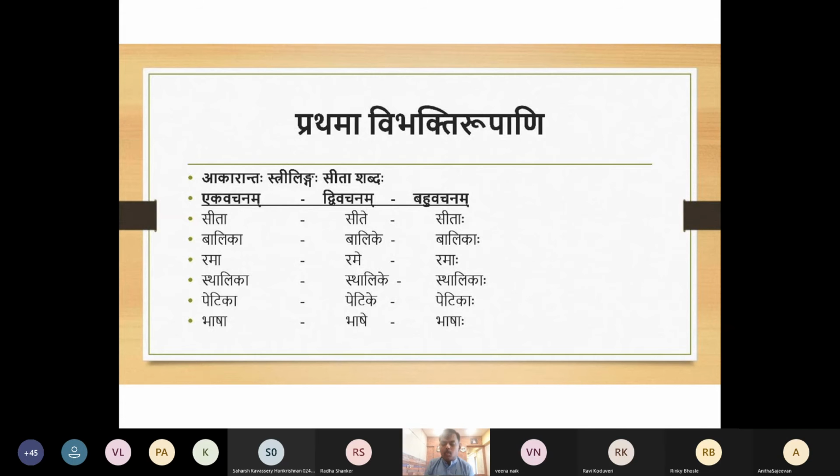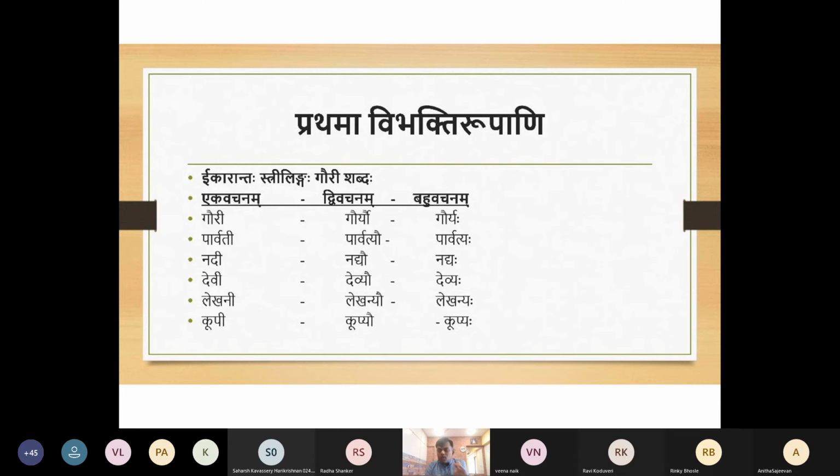Bhasha, one language. Bhashe, two languages. Bhashaha, three or more languages. So what that word represents, that itself is Prathama Vibhakti. That is the simplest explanation of Prathama Vibhakti. What that word represents, the meaning of the word, that itself is Prathama Vibhakti.